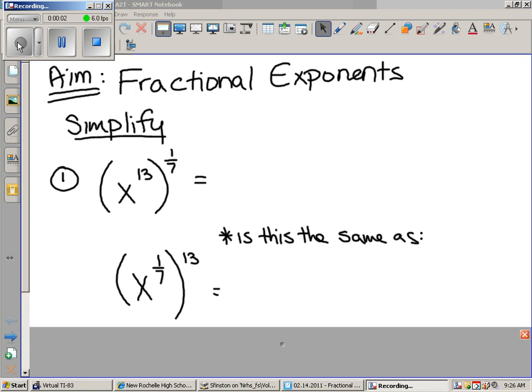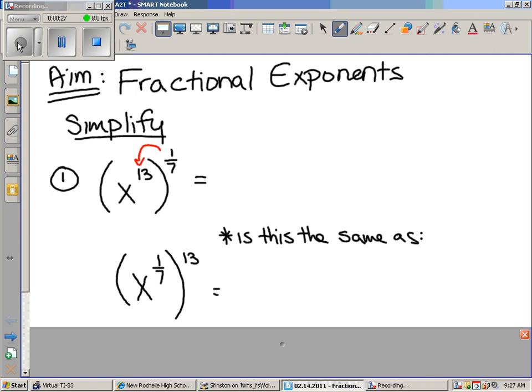All right, guys, so we're going to talk about fractional exponents again. And the first part of our lesson is to decide whether these two things are the same. Are they the same? Well, whenever you have something raised to a power, you use something called the power rule. Could somebody say that in layman's terms? Teddy.